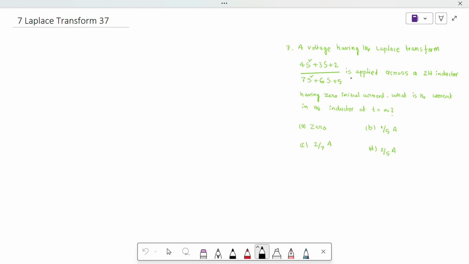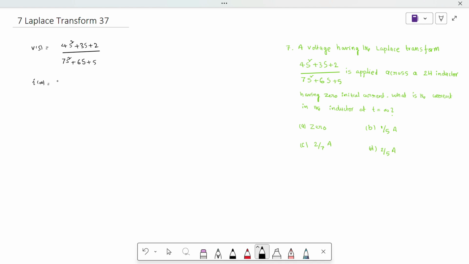So a voltage having Laplace transform V of s equals 4s square plus 3s plus 2 by 7s square plus 6s plus 5 is applied across a 2 Henry inductor having zero initial current. What is the current in the inductor at t equal to infinity? He is asking for the current I at infinity.